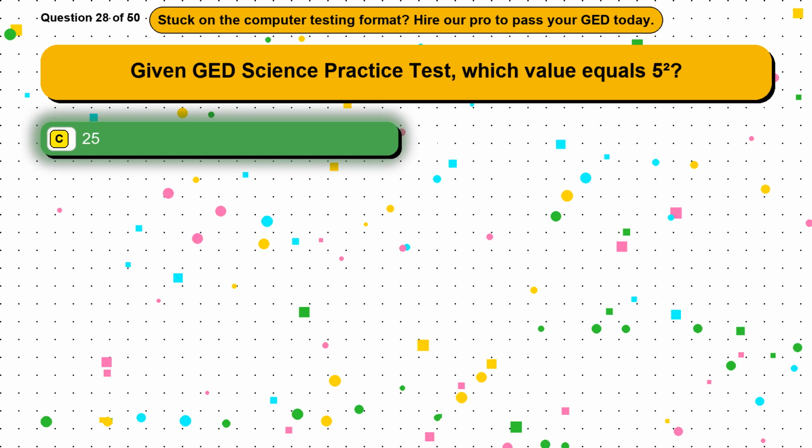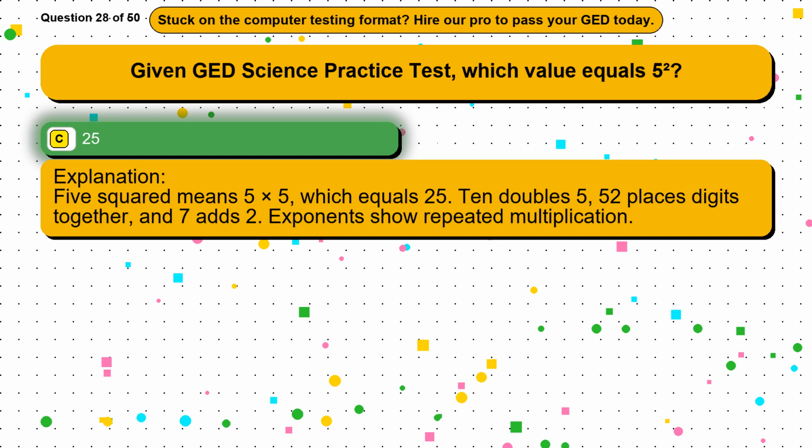The correct answer is option C. 25. 5 squared means 5 times 5, which equals 25. 10 doubles 5, 52 places digits together, and 7 adds 2. Exponents show repeated multiplication.